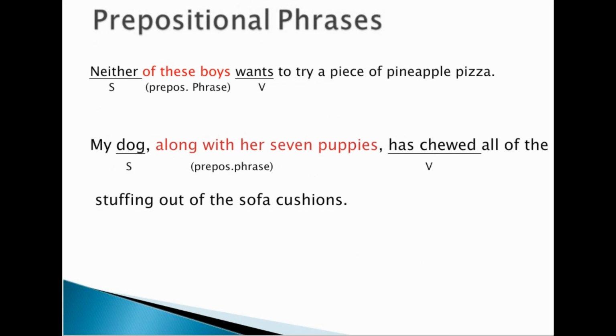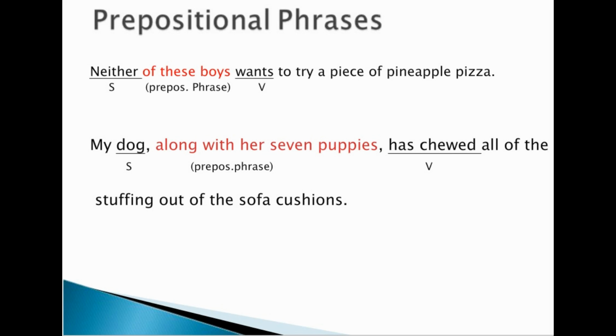Sometimes a prepositional phrase appears to be either the subject itself or part of the subject. Read the example that follows. Neither of these boys wants to try a piece of pineapple pizza. In this sentence, the boys seem to be the ones who do not want the pizza. But because they are part of a prepositional phrase, of these boys, they are not the subject. Neither is the actual subject.